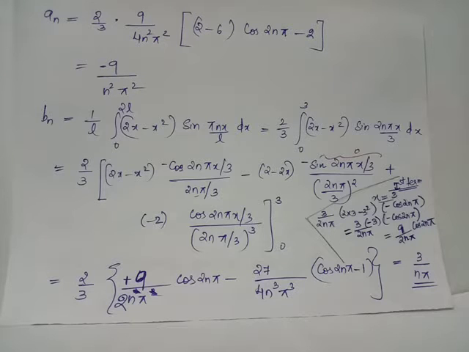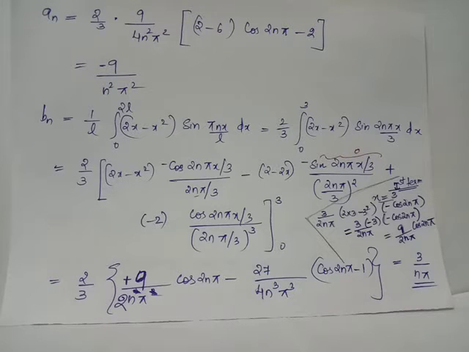We have the second term obtained as minus sine 2n pi x by 3. When you give x equals 0, this function will become sine 0 which equals 0. When you give x equals 3, this function will become sine 2n pi into 3 by 3 which becomes sine 2n pi which equals 0. Therefore, only these two terms will contribute non-zero answers after application of upper and lower limit.